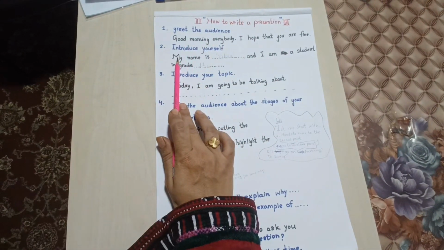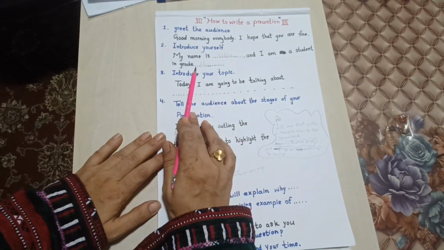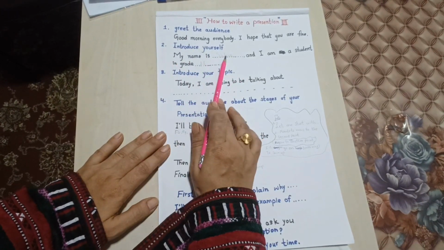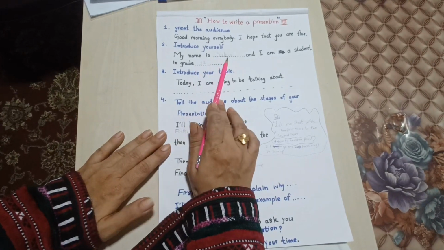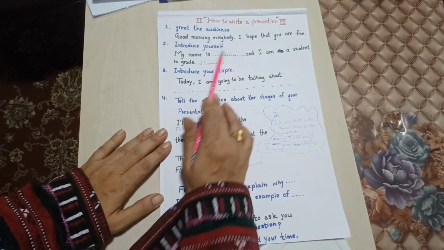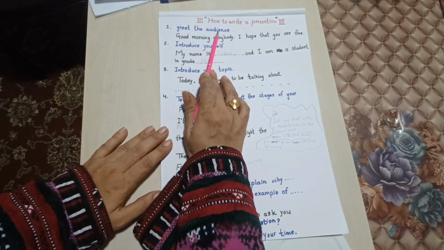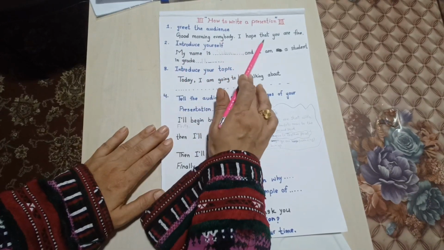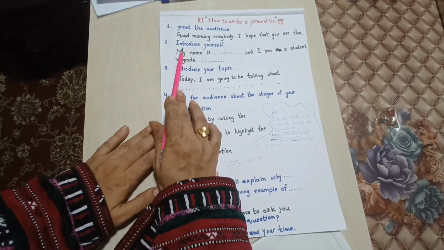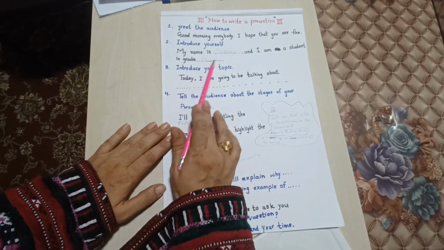Okay, next you have to introduce yourself. What's your name and in which class are you? Suppose your name is Salma. My name is Salma and I am a student in grade 11. Write your name and your grade here. Okay, you understood? First, greet the audience. Say good morning everybody. I hope that you are fine. Secondly, introduce yourself. My name is Salma and I am a student in grade 11.